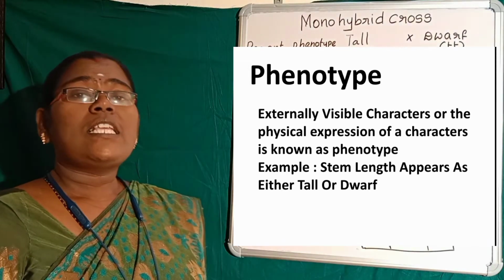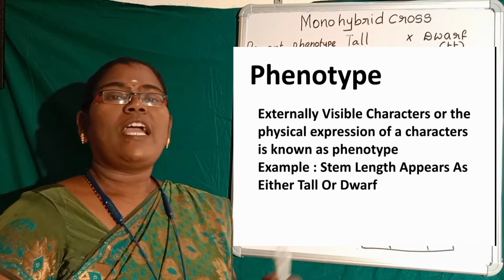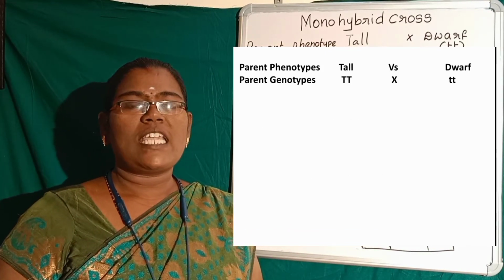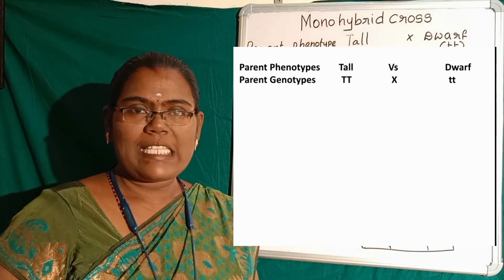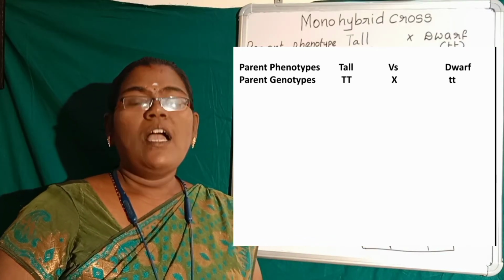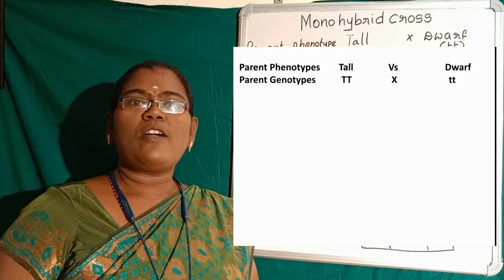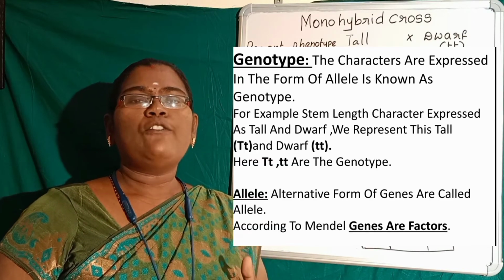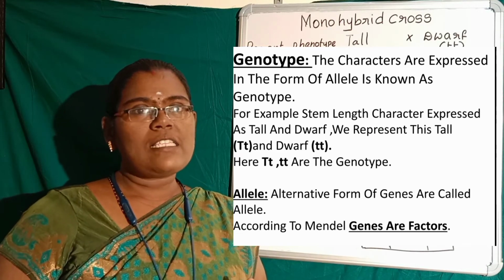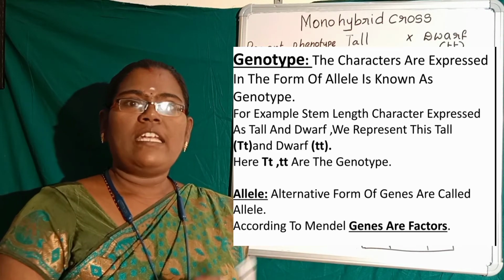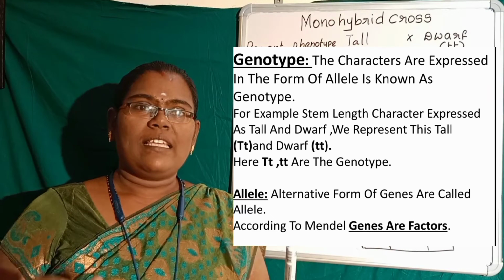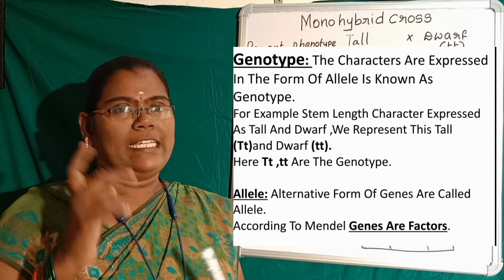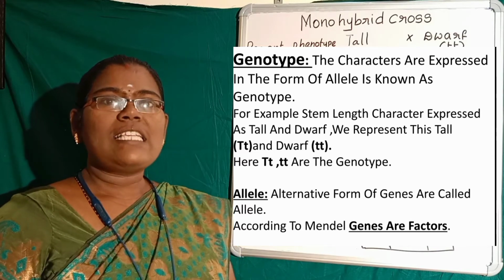Next, the genotypes. Here we write the genotypes as capital T and small t, because they are pure breeds. What is a genotype? A character is expressed in the form of alleles. What is meant by an allele? The alternative forms of genes are called alleles. Instead of the entire gene length, we write a single letter, so they are called alleles.